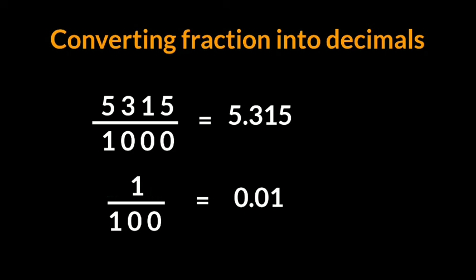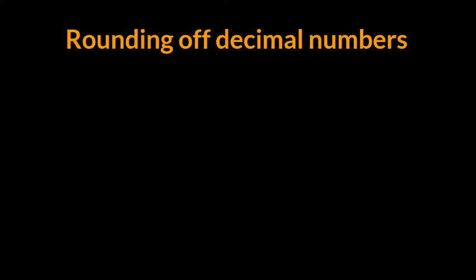So the final answer will be what? 0.01. So when you have a decimal point before numbers, and there are no numbers before the decimal point, what do you put? You put 0. Okay, so 1 divided by 100 is what? 0.01. Okay, do we understand?